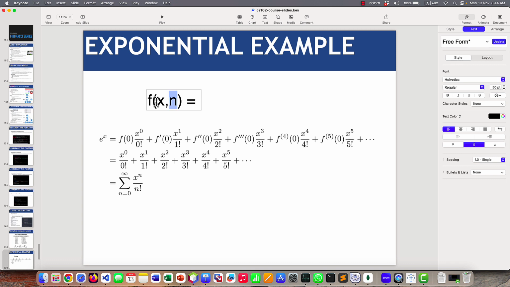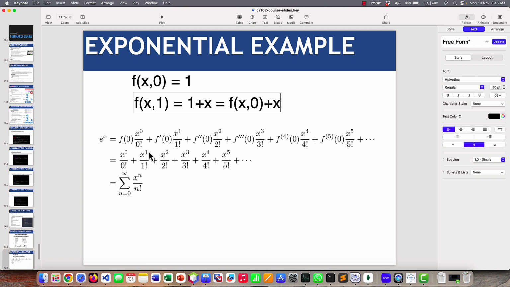Okay, now f(x, 0) equals 1. Okay, now f(x, 1) equals what? It equals 1 plus x to the power 1 divided by 1 factorial. This is 1 and this is x to the power 1, x divided by 1, which equals x. I can write this as f(x, 1) equals f(x, 0) plus x.